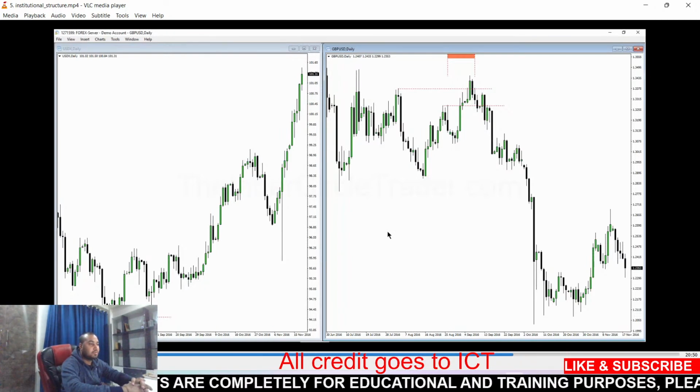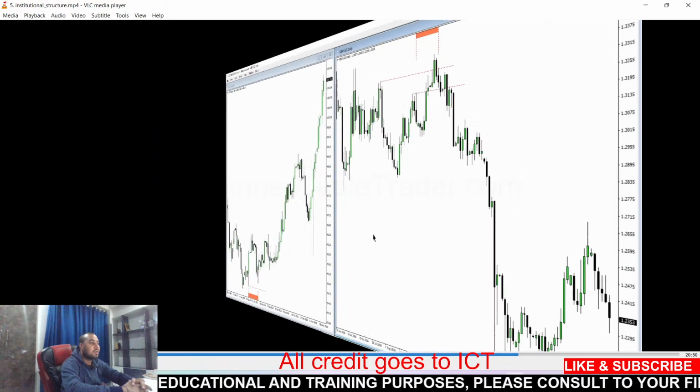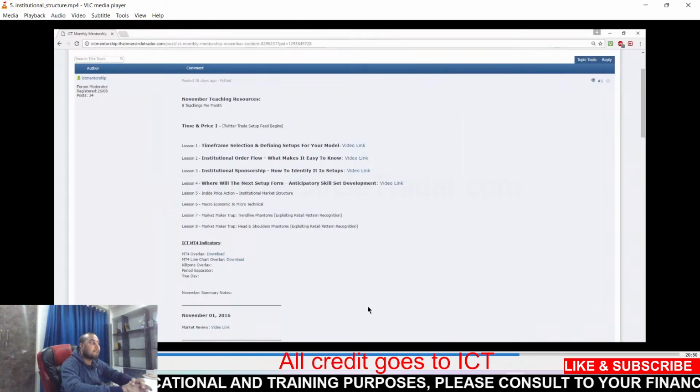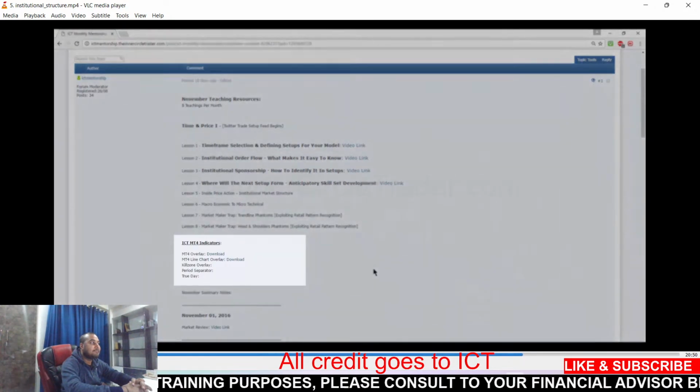So when we look at price like this, we can see it graphically using the price chart, but I also use a tool as an overlay for the MT4 platform. And I'm going to show that to you now. Okay, here we are over at the ICT Monthly Mentorship forum. And we're in the November content thread, or category as the forum calls it.